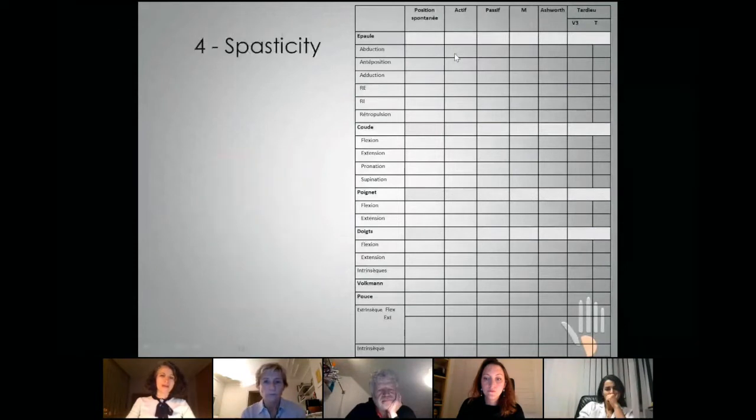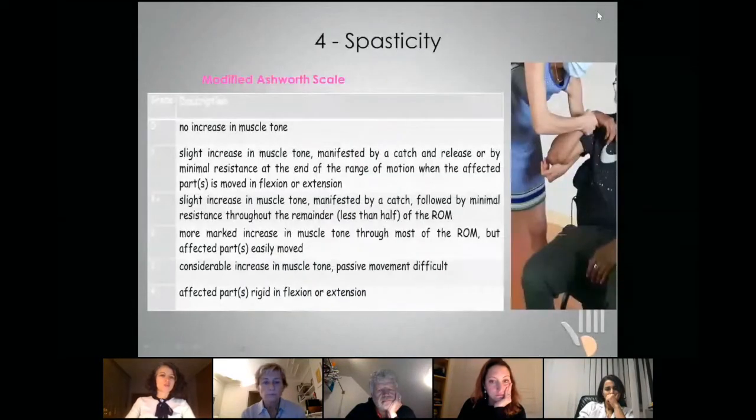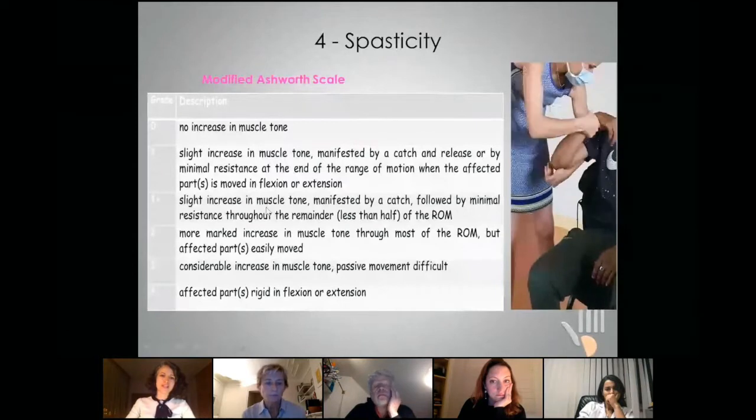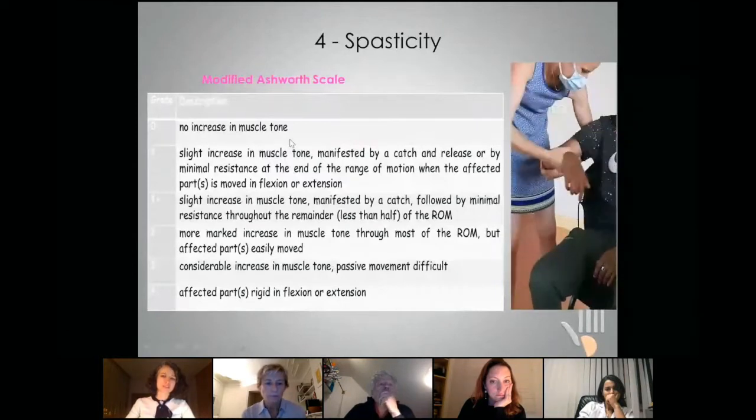And then we check the spasticity in those three places. So we check the Ashworth and the Tardieu scales for the spasticity. The modified Ashworth scale is a scale which can check the severity of the spasticity. So it can say if it's very spastic or not too much.